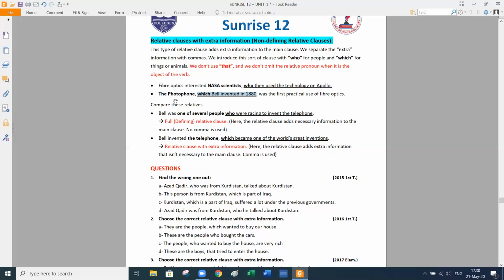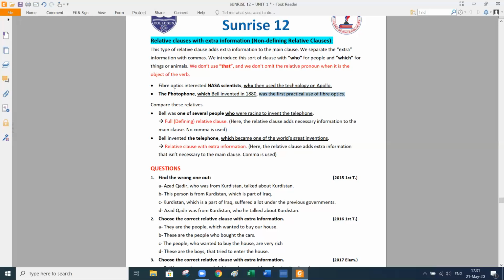Which refers to the photophone. And the whole relative clause is giving information about the photophone. The information is Bell invented it in 1880. So I need to put it immediately after the subject. And I need to divide the original sentence, I mean the main sentence. I need to put a comma here, put the additional information, put a second comma to separate the relative clause, and then continue with the main sentence.